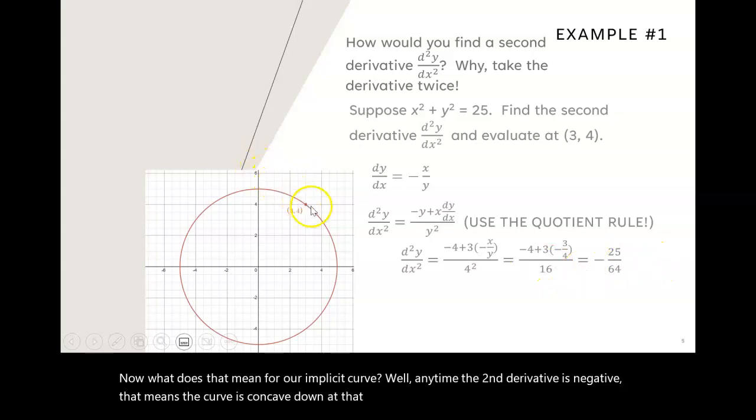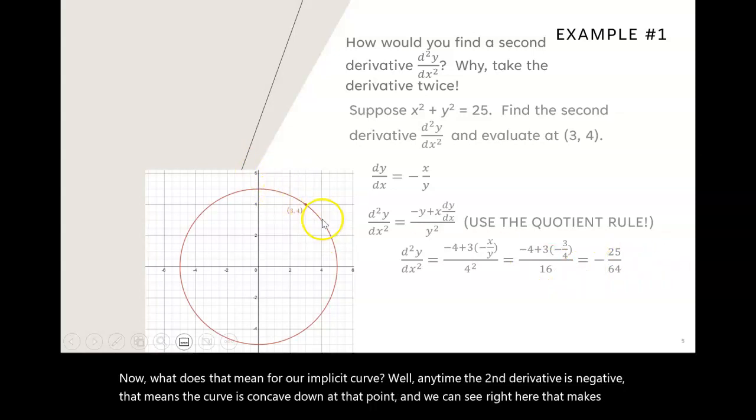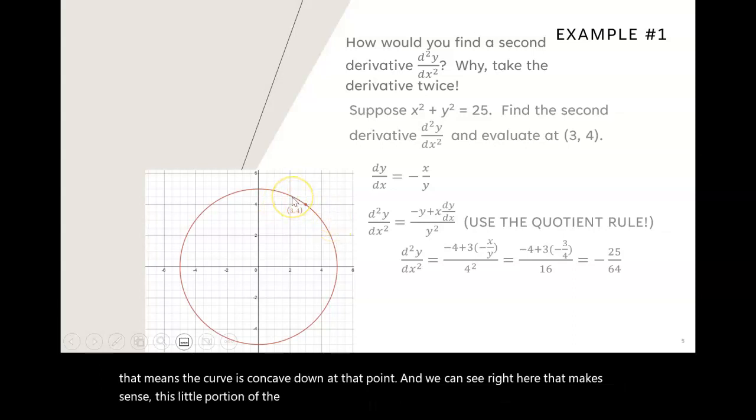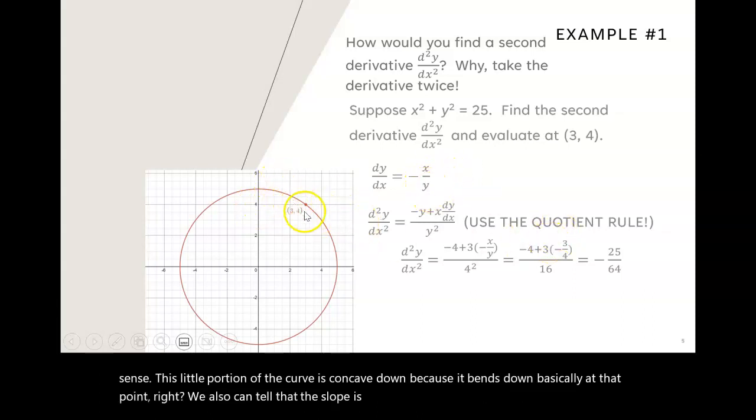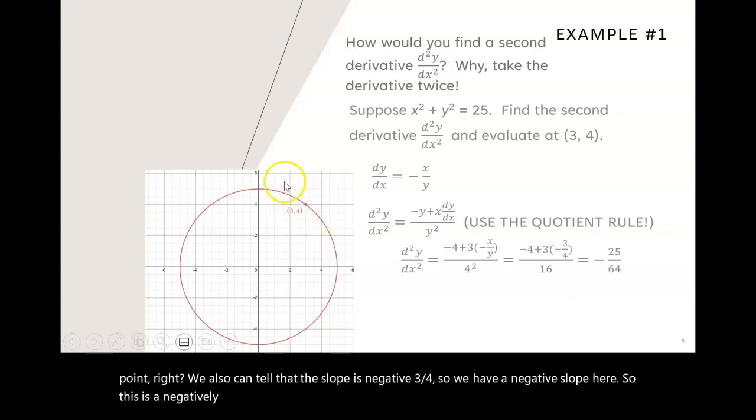And we can see right here, that makes sense. This little portion of the curve is concave down because it bends down, basically, at that point. All right, we also can tell that the slope is negative 3/4, so we have a negative slope here. So this is a negatively sloped concave down portion of the graph at that point (3, 4).